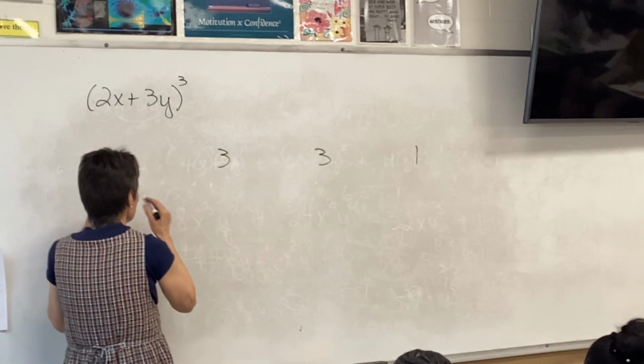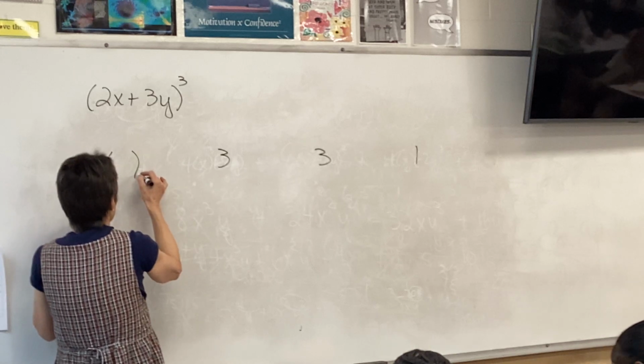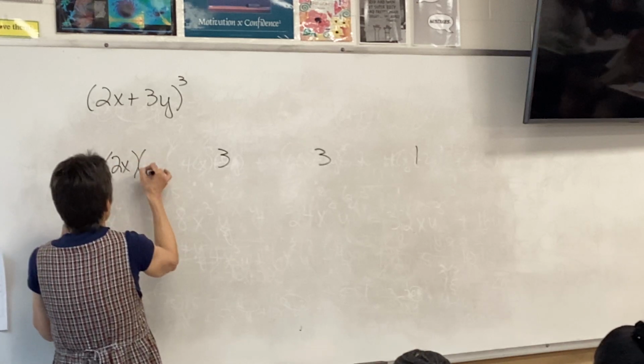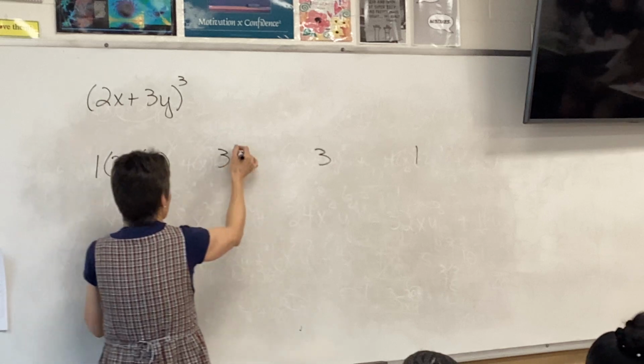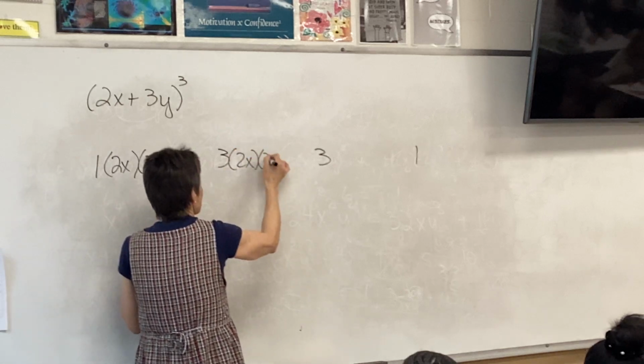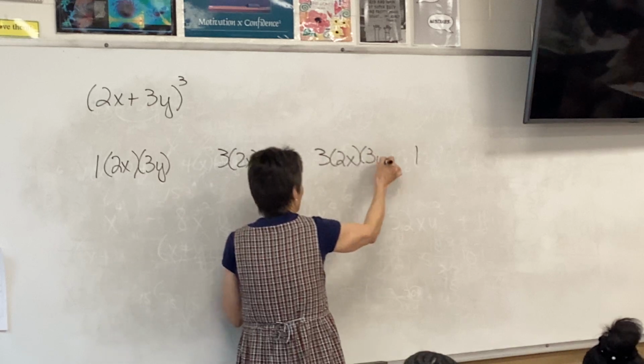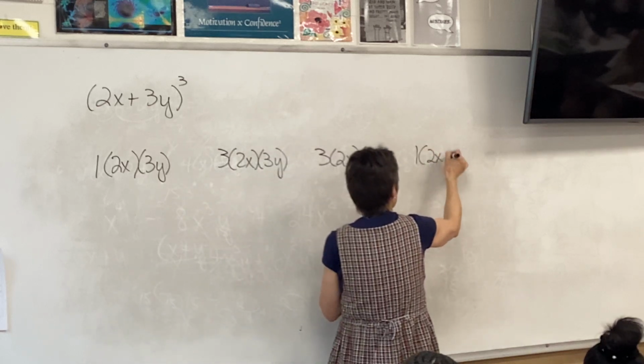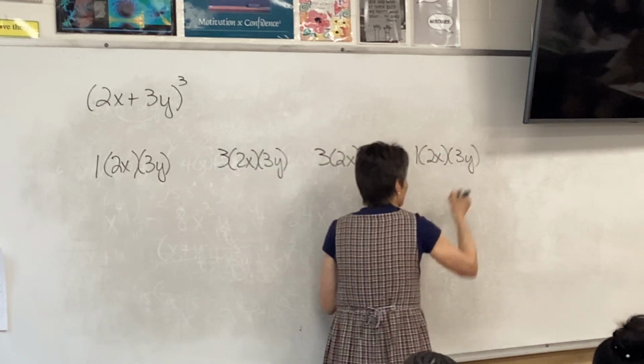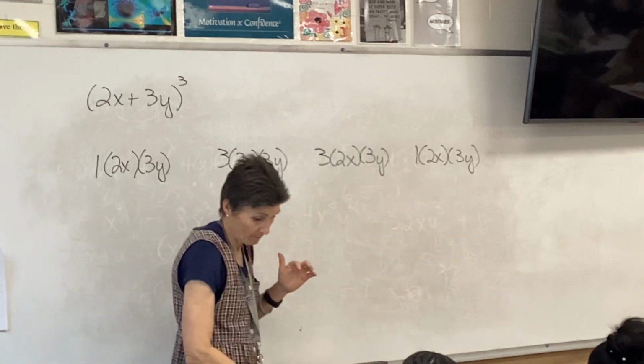Now next to each of these, I am going to put a 2x and a 3y. Because in this problem, those are the variables. Agreed? Those are the variables in this problem.